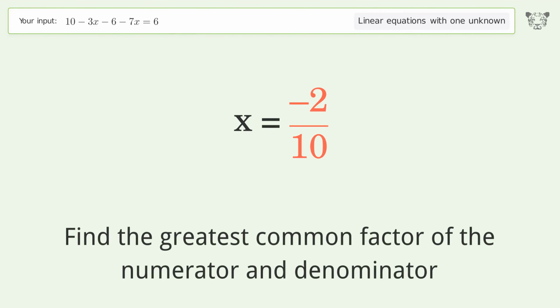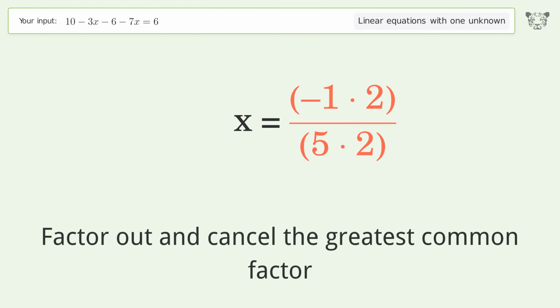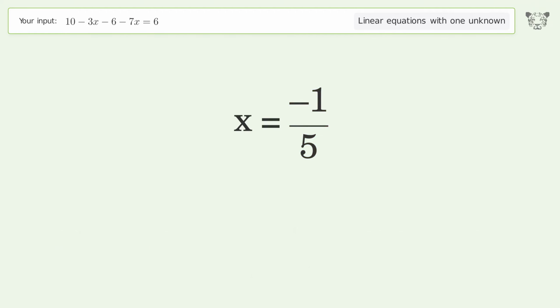Find the greatest common factor of the numerator and denominator. Factor out and cancel the greatest common factor. And so the final result is x equals -1/5.